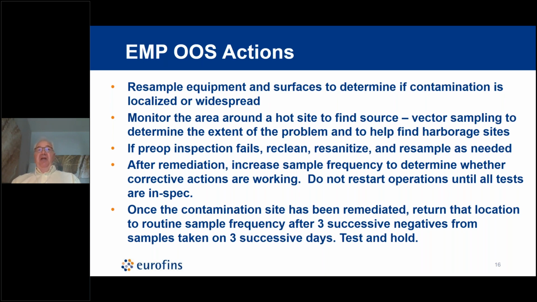You don't need to know in advance whether the surface is out of spec or not. You treat it as if it is and aggressively go after it. Okay, monitor the area around that hotspot to find out whether or not it's localized, or whether you potentially have a harbored site somewhere nearby that you haven't discovered yet. Again, as you do pre-op inspection, if that fails, start over, re-clean, re-sanitize, re-sample as often as needed until you have evidence showing that that location has been properly remediated.